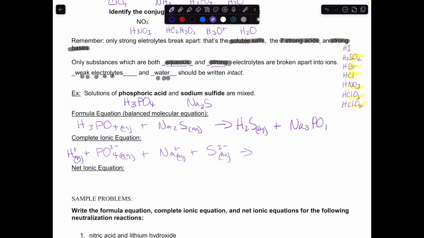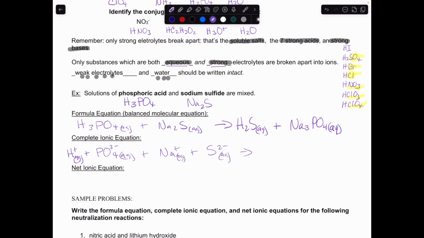Moving on, Na3PO4. It is a salt, and according to the rules, would this be a soluble salt? Let's take a look. Rule number 1, nitrate salts are soluble. This does not have nitrate. Rule number 2, the metals in the +1 column along with ammonium are soluble. This one fits in that category, so I'm going to write this one as an aqueous salt.